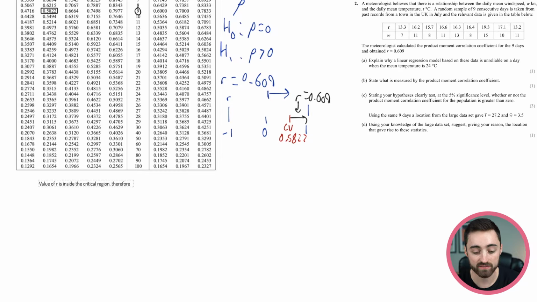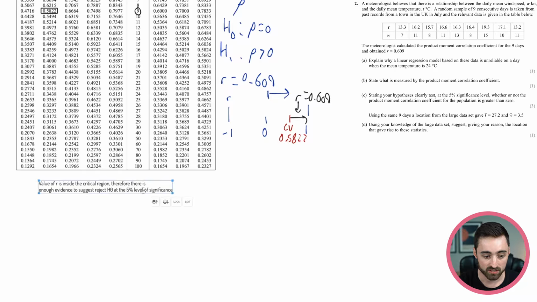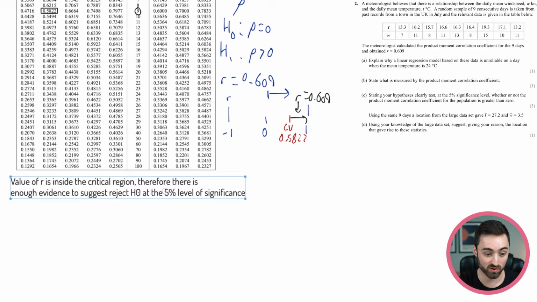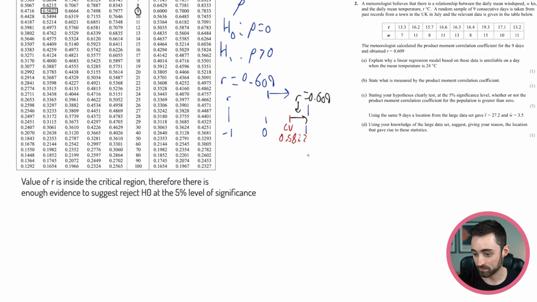Therefore, there is enough evidence to suggest to reject H0 at the 5% level of significance. That's key to say, isn't it? Because there might not be enough evidence at the 1%, but there is at the 5% in our case, at the 5% level of significance. And let's make that a bit bigger for you. So yeah, I think that is more than enough for my hypothesis test there.